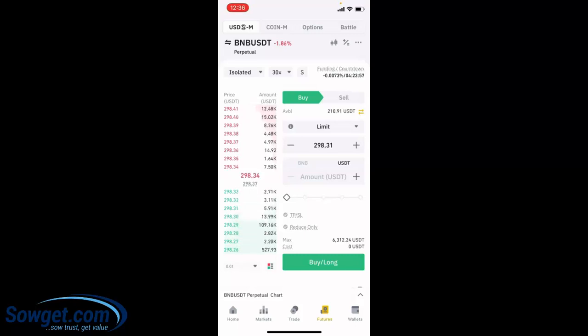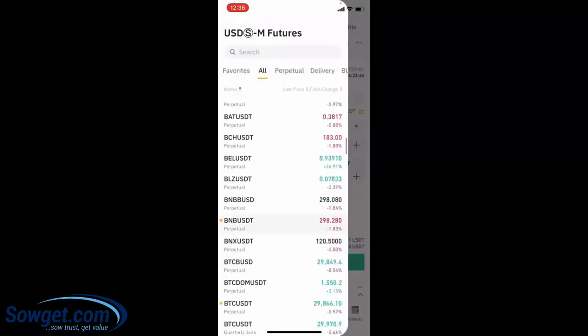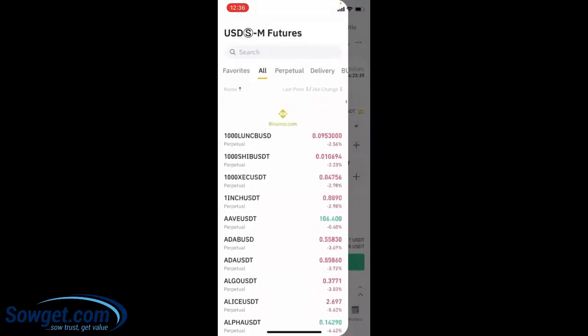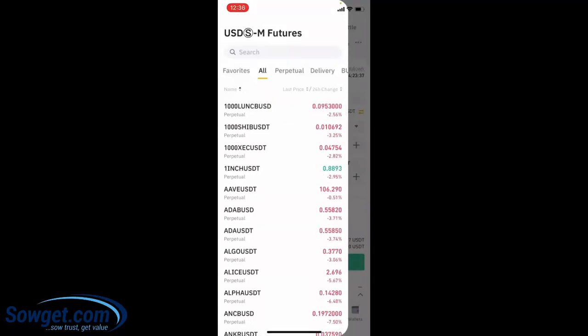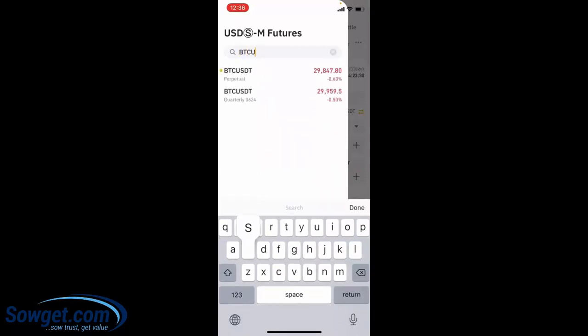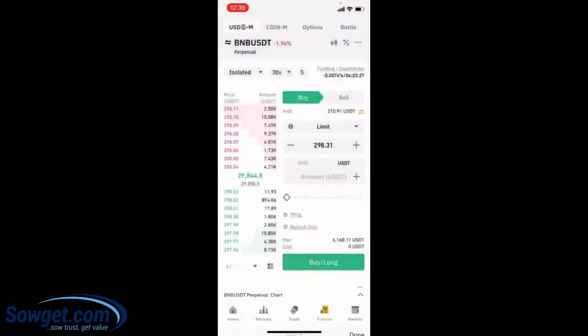The next thing you need to know is where you can select assets to trade. You can see where you have BNBUSDT, and under it you have Perpetual. Once you tap on it, you'll see the different assets you can trade on the futures trading page on Binance. Any asset you want to trade, just search for it here. Let's say we want to trade BTCUSDT. Just search for BTCUSDT, you can see it right here, and you just tap on it. So that's the BTCUSDT.